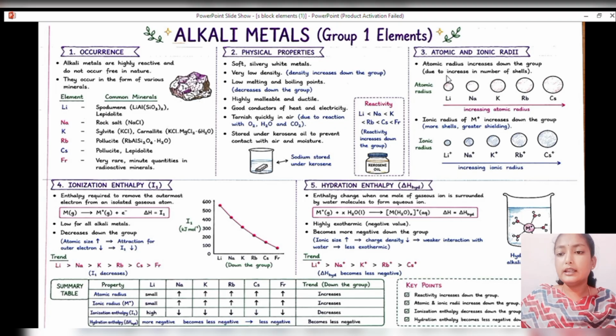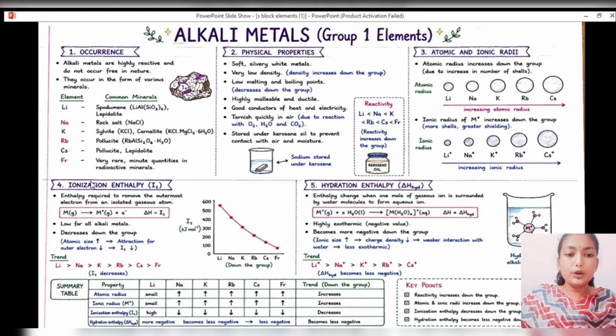Suppose you take lithium, it has only 2 shells. For sodium, it is 3 shells. For potassium, it is 4 shells. As you go down the group, the number of shells increases. But when you compare the atomic radii and ionic radii, the ionic radius is much smaller compared to the parent atom. This thing you have to identify. Here see, the ionic radius is very small compared to the parent atom. Parent atom means the element which is present in its normal or neutral state.